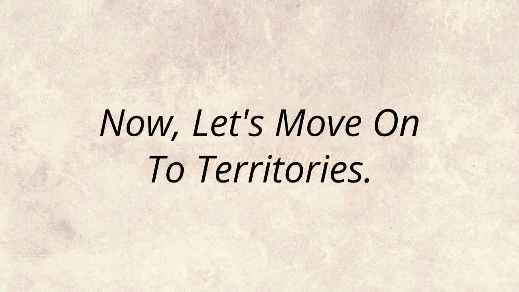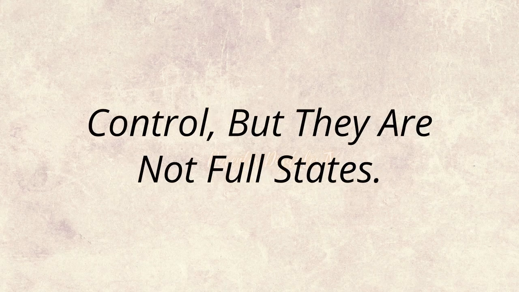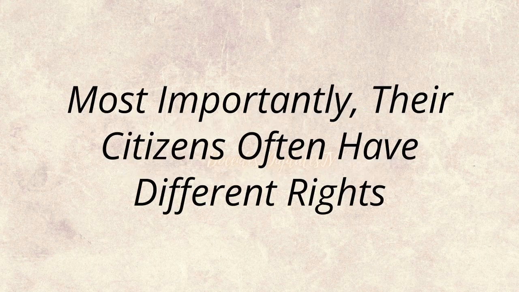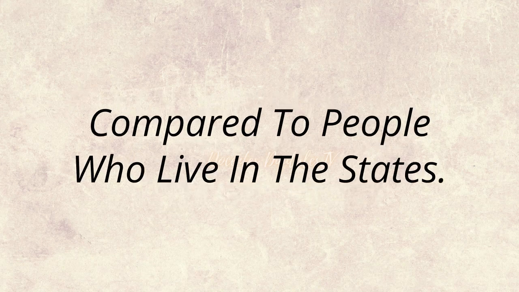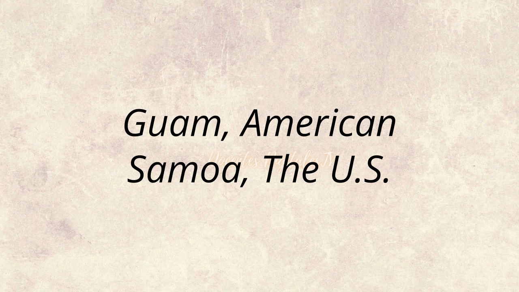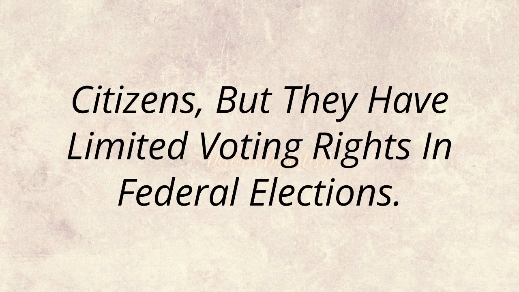Now, let's move on to territories. Territories are areas under U.S. control, but they are not full states. They have limited self-government, and, most importantly, their citizens often have different rights compared to people who live in the states. For example, people born in Puerto Rico, Guam, American Samoa, the U.S. Virgin Islands, and the Northern Mariana Islands are U.S. citizens, but they have limited voting rights in federal elections.